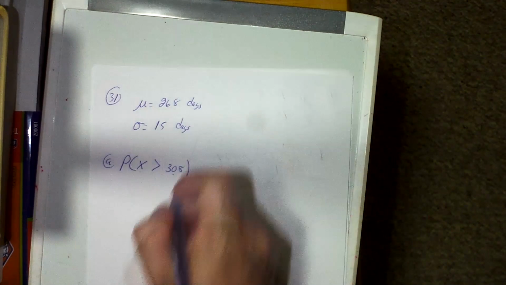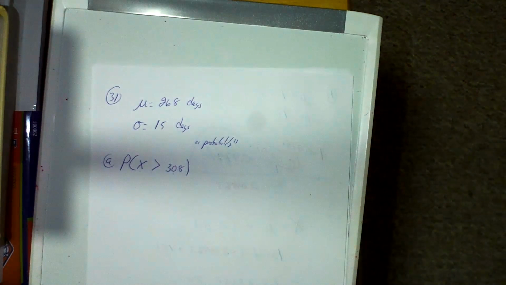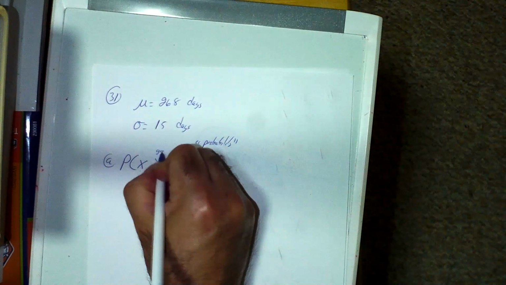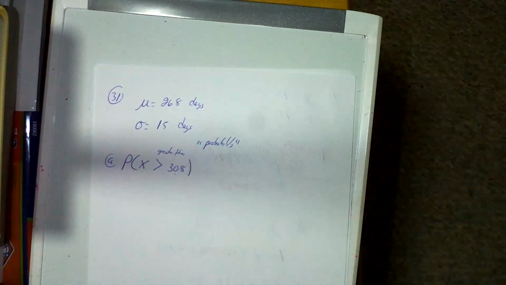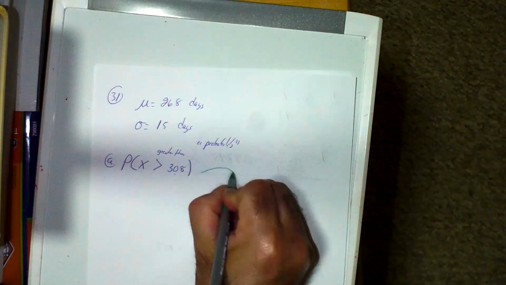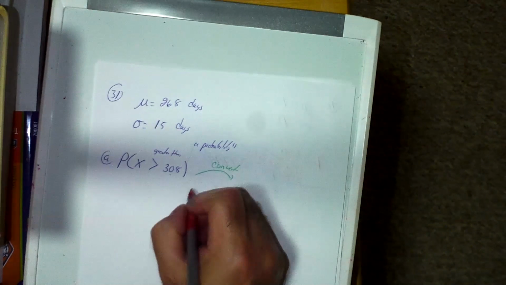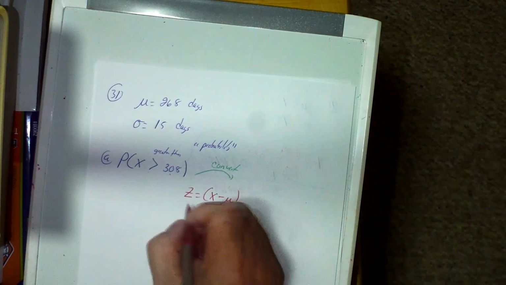All right, so we're going to be finding the probability, because that's the word. I'm going to put it in parentheses: probability, and this is greater than. And we're going to convert. Let's convert. So we're going to do z equals x minus mu over sigma. That's the one we're going to use.